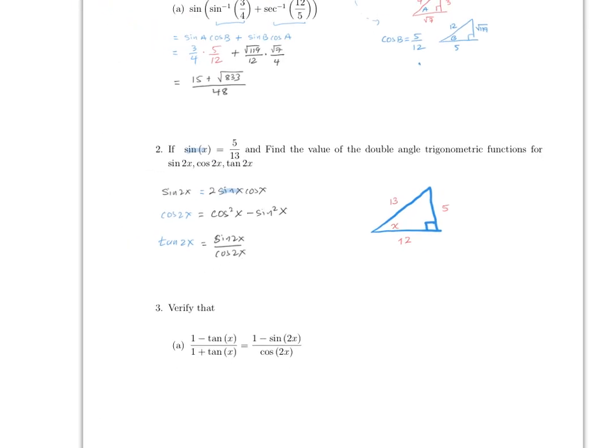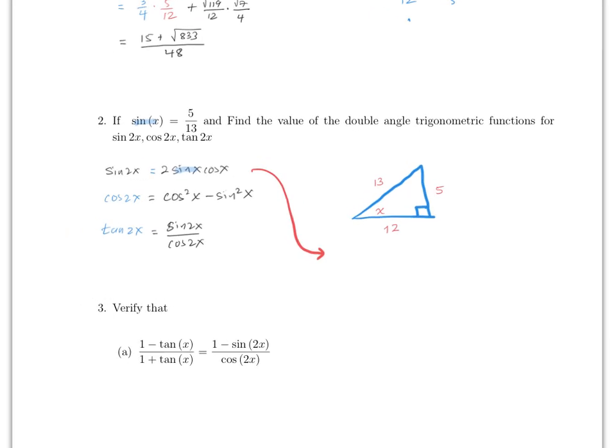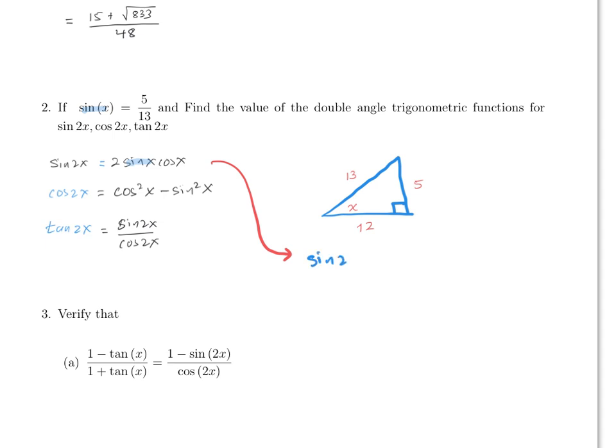So therefore, let's start with this one. Sine 2x will be 2 times sine of x. Sine of x is 5 over 13, and cosine of x is 12 over 13. You multiply everything, and that's 2 times 5 times 12, which is 120 over 169.